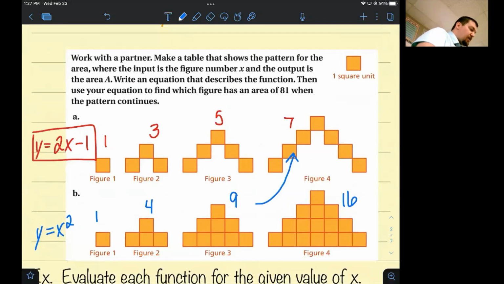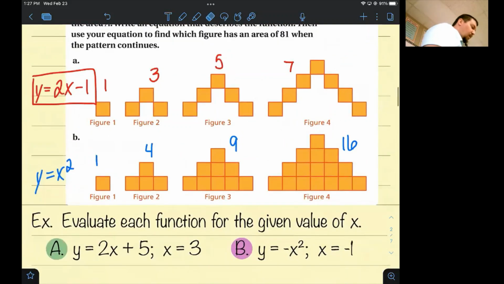It says, then use your equation to find which figure has an area of 81 if the pattern continues. So if I'm looking for 81, let's do the nonlinear one first. What figure is going to give me an area of 81? Jimmy? Figure 9. Okay. So essentially what I'm doing is I'm plugging in 81 for y and then asking what number squared, or the square root of 81, which is 9.